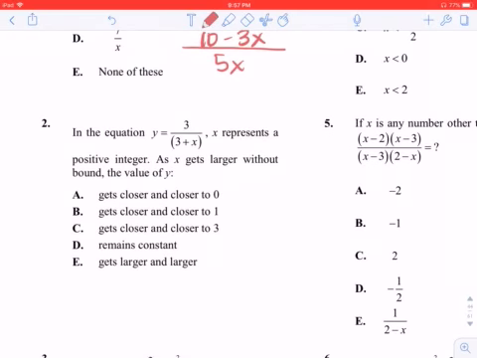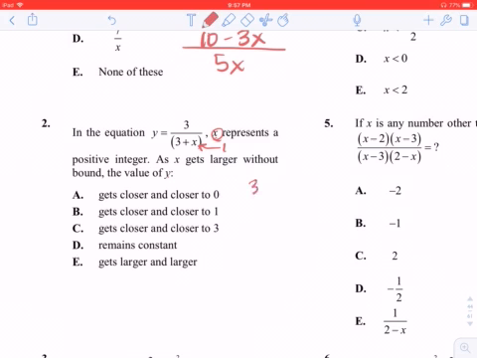For number 2, it says in the equation y equals this, x is a positive number. So x is like 1 or 2 or 3 or 4. As x gets larger without bound, so that means as x gets bigger and bigger for the rest of its life, the value of y gets closer and closer to something. So we have a couple options. We could just try numbers.